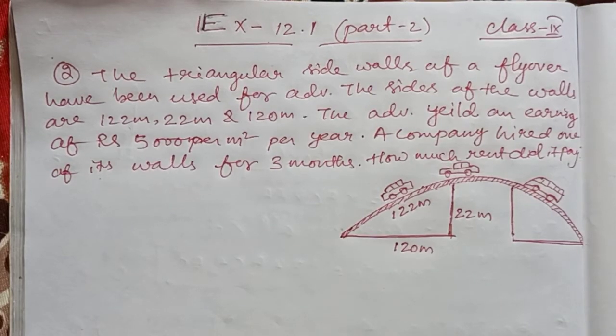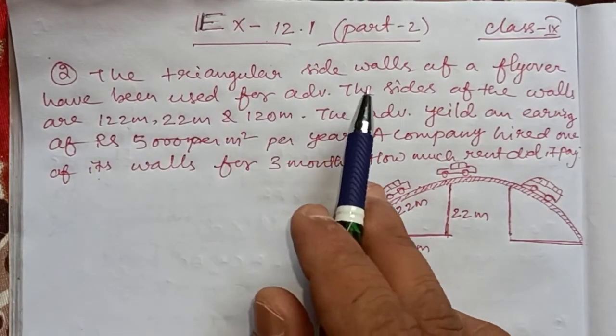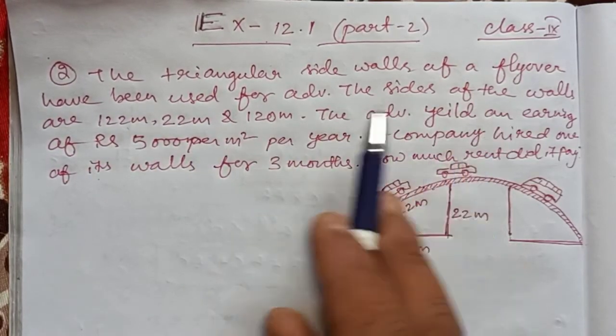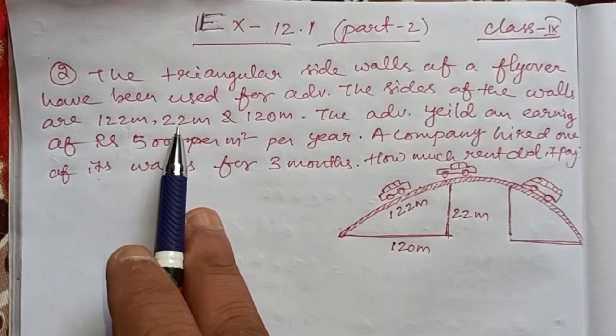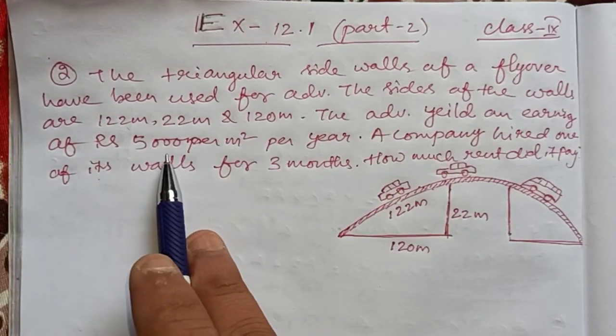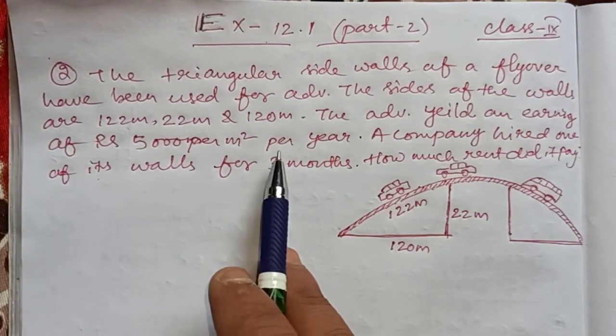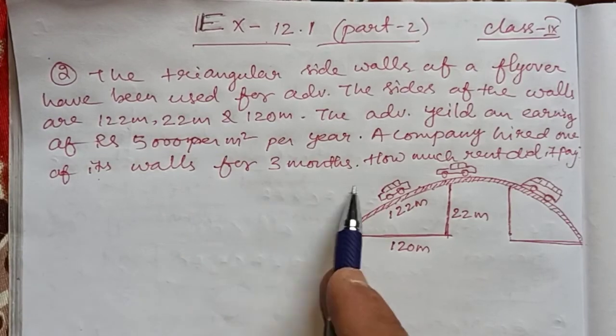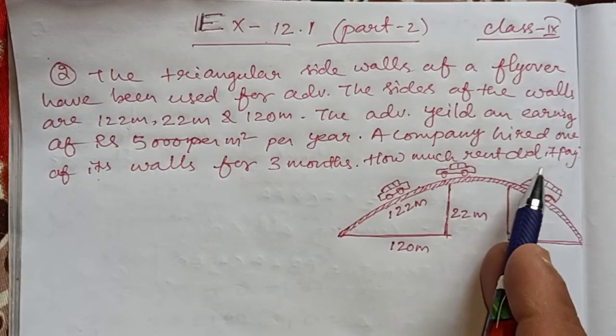In question number 2 it is given the triangular side walls of a flyover have been used for advertisement. The sides of the walls are 122 meter, 22 meter and 120 meter. The advertisement yields an earning of rupees 5000 per meter square per year. A company hired one of its walls for 3 months. How much rent did it pay?